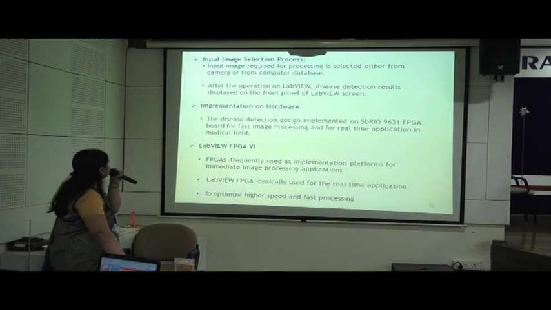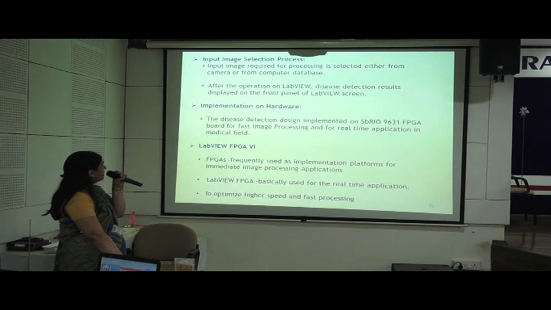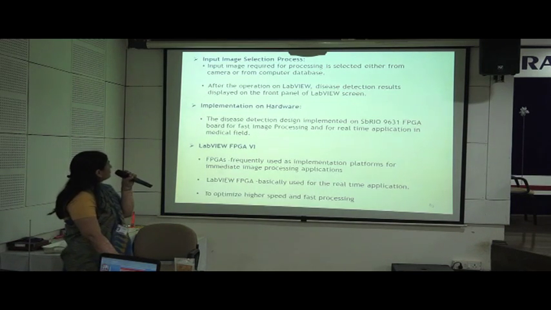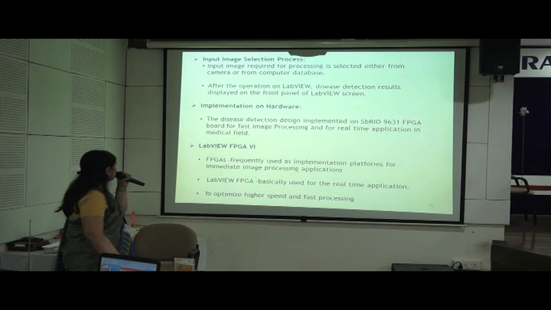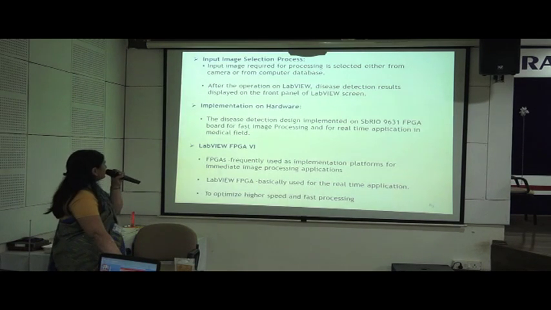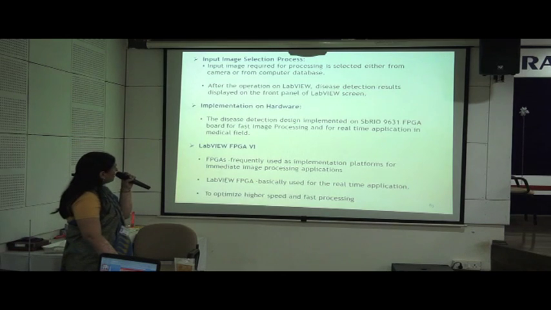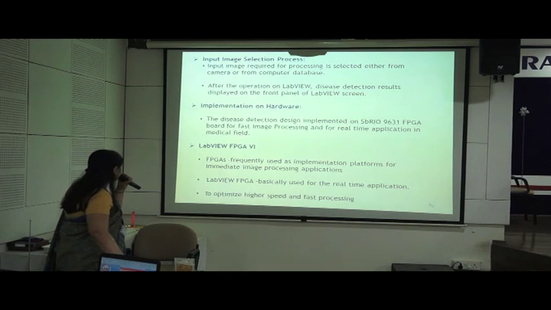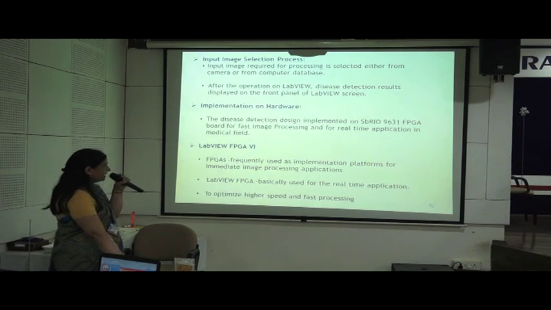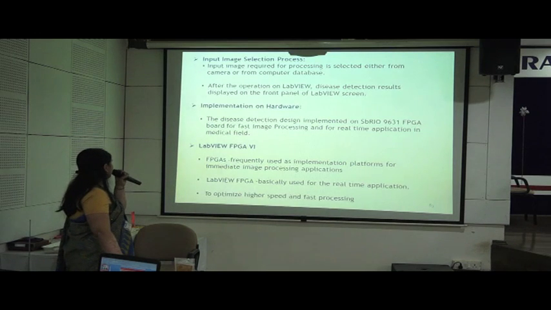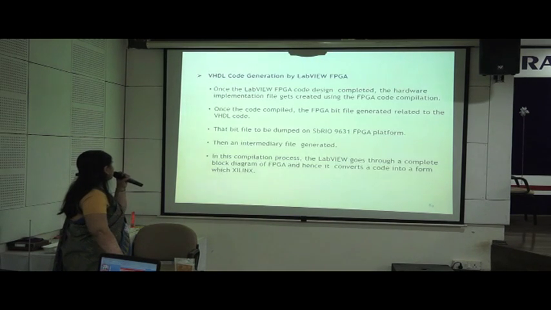Then this is the input image selection process, where an image is required for processing. It is selected either from the camera or from a computer database. After the operation on LabVIEW, disease detection results are displayed on the front panel of the LabVIEW screen. The disease detection design is implemented on the sbRIO 9631 FPGA board for fast image processing and for real-time application in the medical field. And FPGAs are frequently used as implementation platforms for immediate image processing applications.